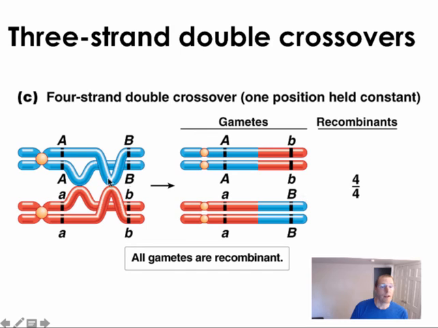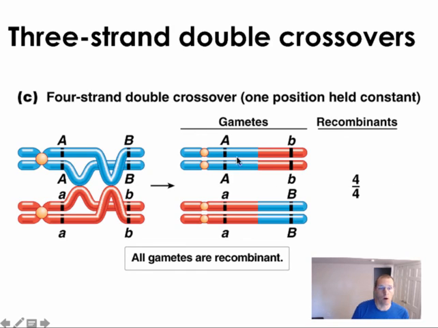And again, when we do it this way, it's still a 3-strand double crossover, but now we're using all 4 of the sisters. So we can do a recombinant event here between this lower paternal and this upper maternal, and then we can do a recombination event between this upper paternal and this lower maternal. And when we do that, all of our gametes would be recombinant. So in that situation, we can have all recombinant gametes.